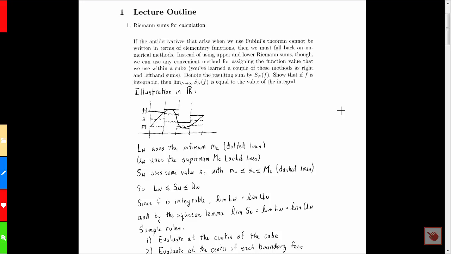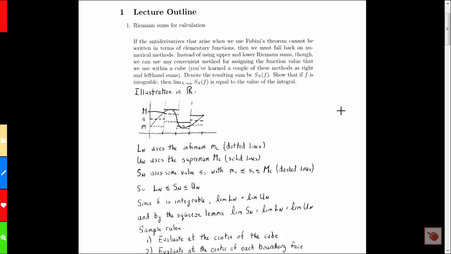Many integrals that you want to evaluate cannot be done by using Fubini's theorem exactly, because the antiderivatives that you have to evaluate cannot be expressed in terms of elementary functions. And under those circumstances, we have to fall back on numerical methods. While upper and lower Riemann sums are wonderful theoretical tools, they're just about the worst imaginable tools for trying to get numerical estimates of integrals.